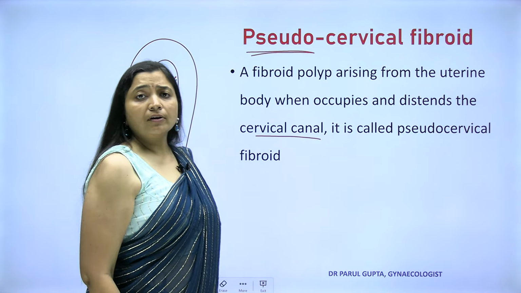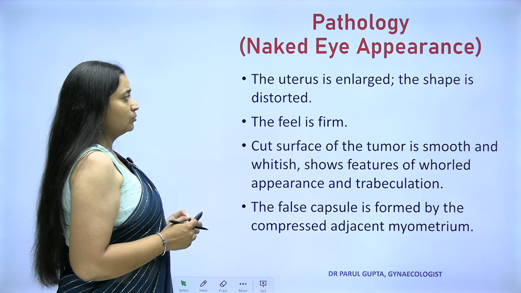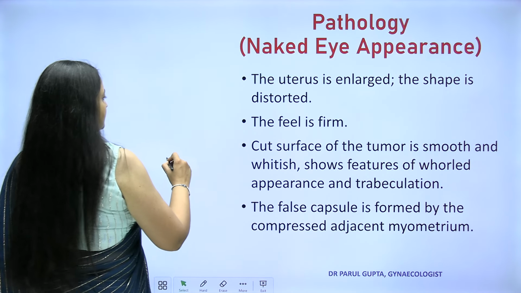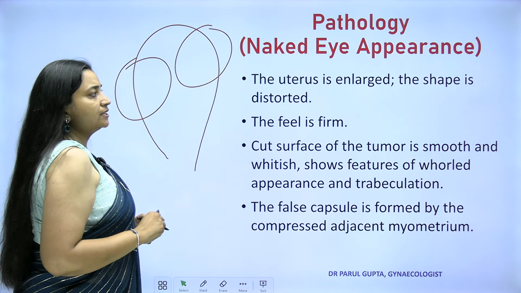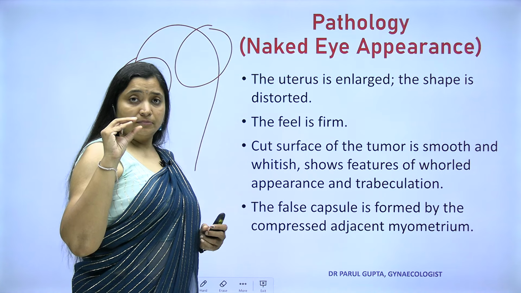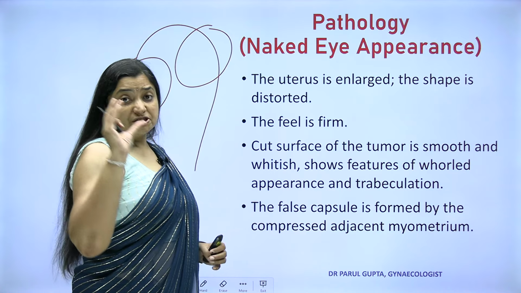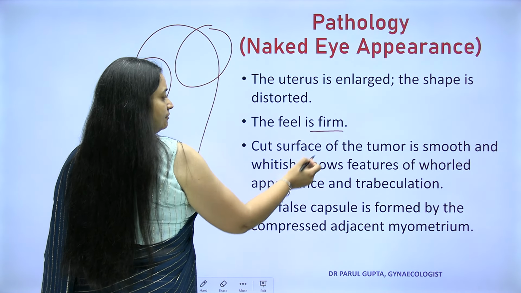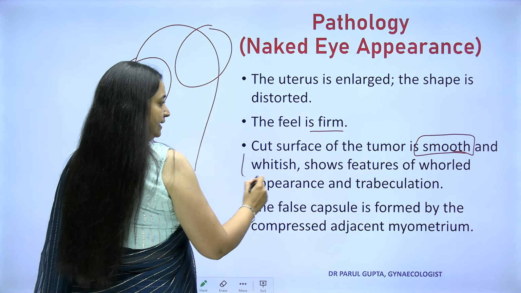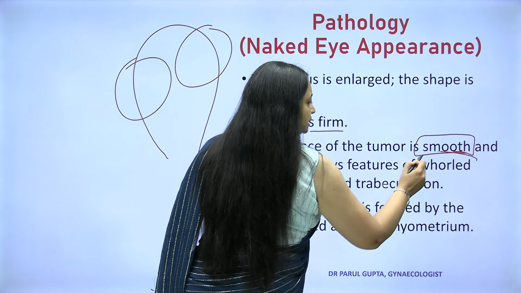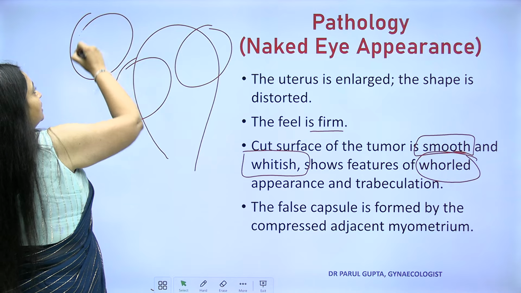Now at the last we will be talking about the pathology: in a pathology specimen when you see a fibroid, what do you see? The cut appearance. The uterus will be distorted, the shape will be distorted, the feel is firm. Generally, the myometrium is easily compressible, but a fibroid is firm. The cut surface of the tumor is smooth, important word, whitish, and whorled in appearance. What is the meaning of whorled? Whorled means it looks like a whirlpool, round.